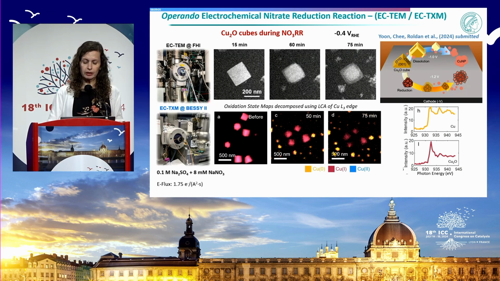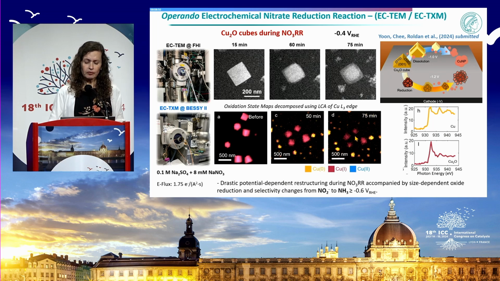So this pink data here corresponds to the Cu2O, and this yellow here corresponds to metallic copper. So I have some dissolution and I have redeposition, and this redeposition makes these small particles. Once we are making ammonia, we have the majority of our catalysts as these smaller particles that are in the metallic state.